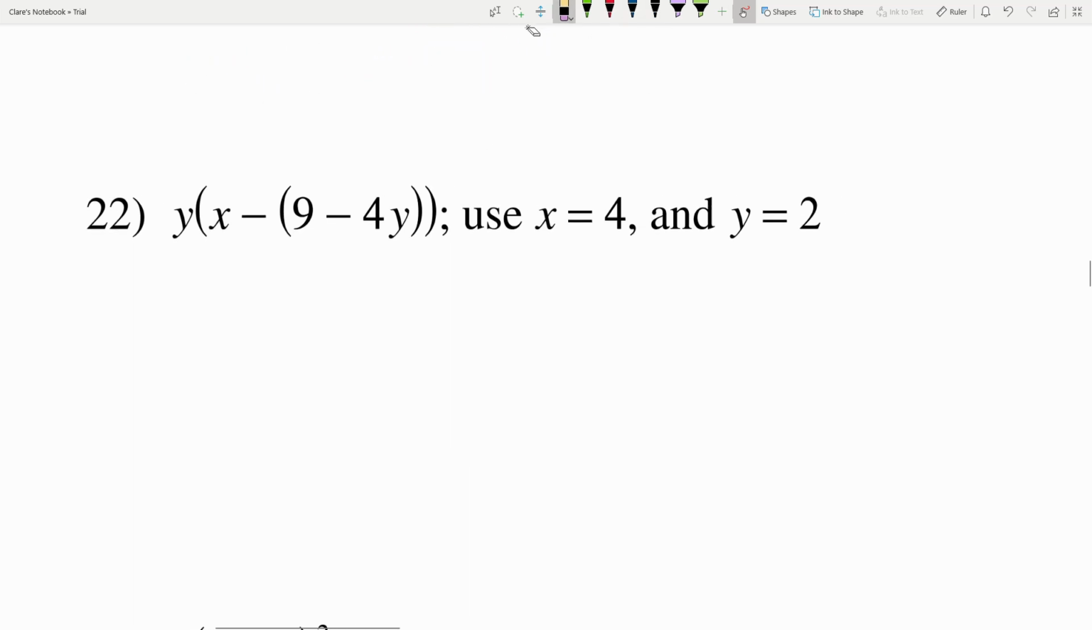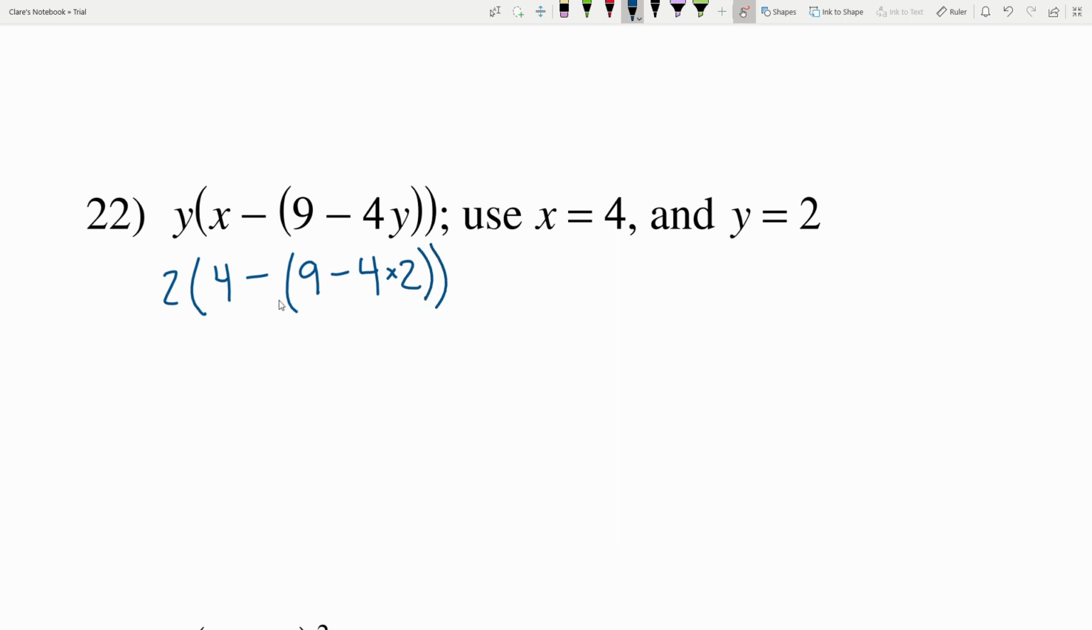Now for number 22, we have a lot more parentheses than we're probably used to seeing. So let's talk through it. Here's our expression. X equals 4 and y equals 2. That's what we're going to be using. So we'll put 2 for y, 4 for x, and we'll have 9 minus 4 times y, which is times 2, and then we'll close off our parentheses.